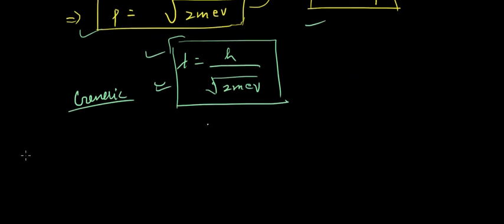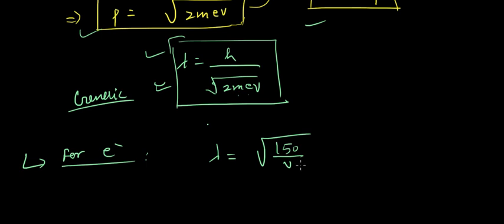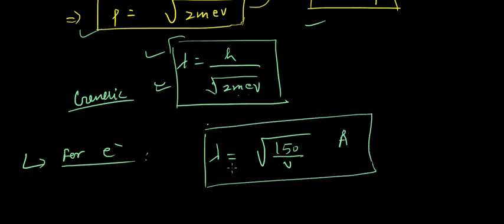Okay, now for an electron we can actually simplify this equation by putting the values of m, e and h. So for an electron, just remember that lambda is root of 150 upon V, where V is in volts, and lambda is in angstroms. Okay, so just remember this form. For an electron, lambda equals root of 150 upon V angstrom. Okay, so with this we come to the end of this lecture. In the next lecture we'll be seeing the Davisson and Germer experiment.